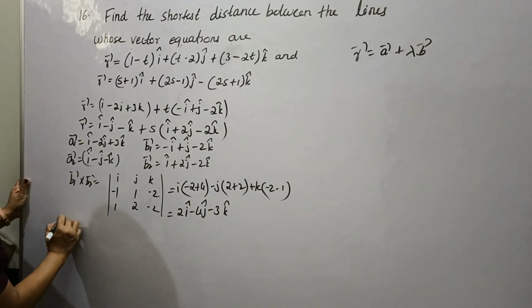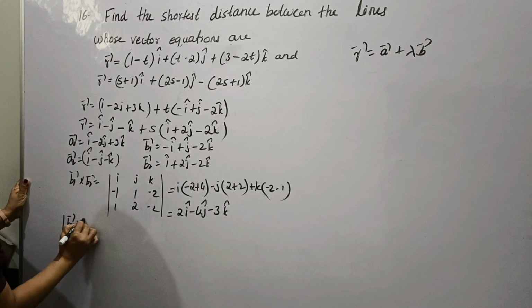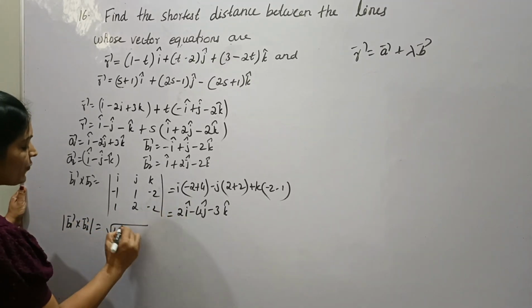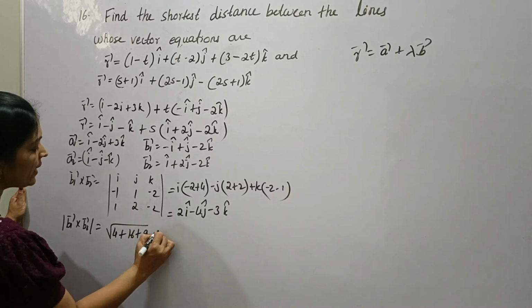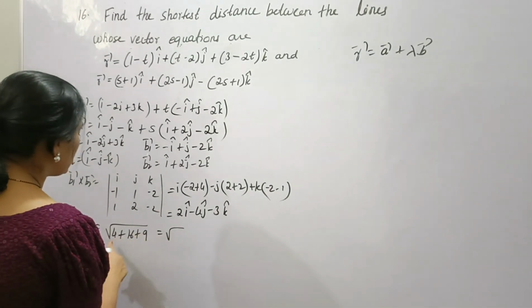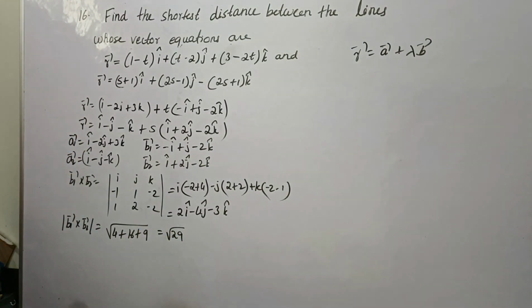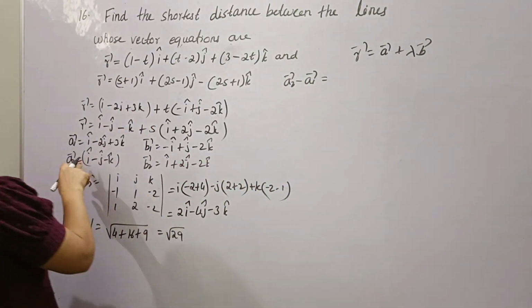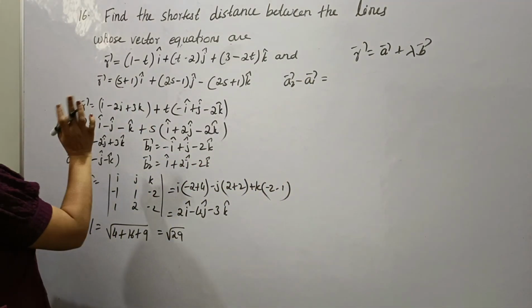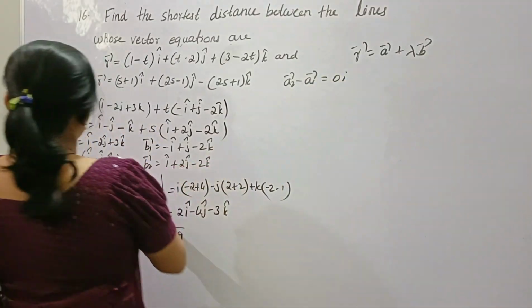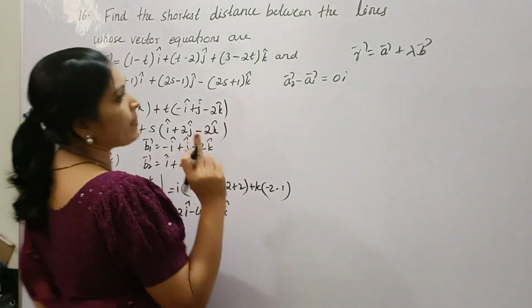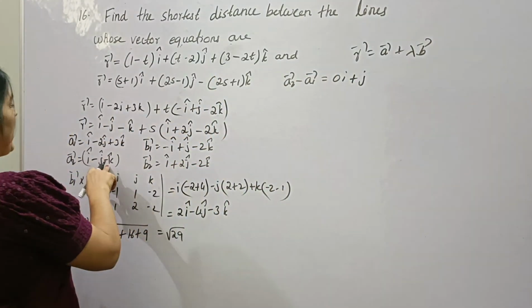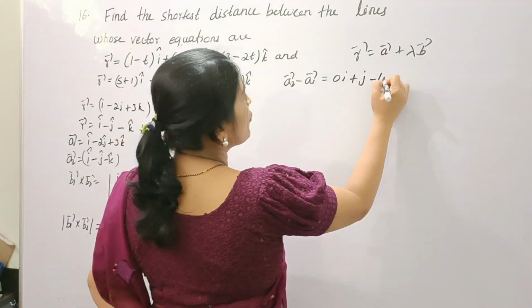So next we will find modulus of vector b1 cross vector b2, that is equal to root of 2 square 4 plus minus 4 square 16 plus 9, that is equal to root of 29. Then let's find vector a2 minus vector a1, that is equal to, it is vector a2, it is vector a1, so 1 minus 1 0, okay, 0i, minus 1 minus minus 2, that is minus 1 plus 2, that is plus 1j, minus 1 minus 3, minus 4k.